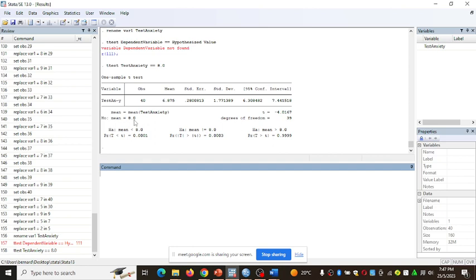But now STATA gives you 3 options. It will give you the one that is less than 8, the one that is not equal to 8, and the one that is greater than 8. Okay.